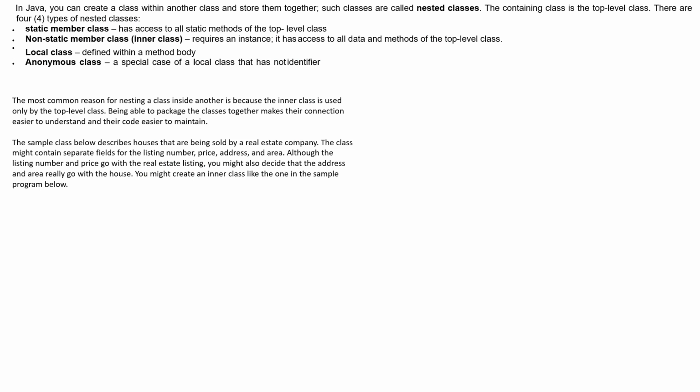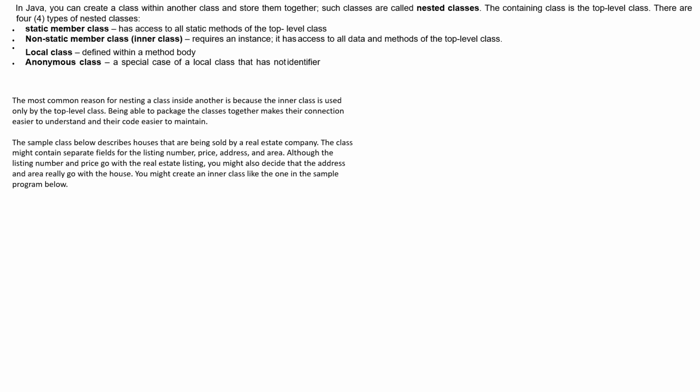Nested class. In Java, you can create a class within another class and store them together. Such classes are called nested classes. The containing class is the top-level class. There are four types of nested classes: static member class, has access to all static methods of the top-level class. Non-static member class, inner class, requires an instance. It has access to all data and methods of the top-level class. Local class, defined within a method body. Anonymous class, a special case of a local class that has no identifier.